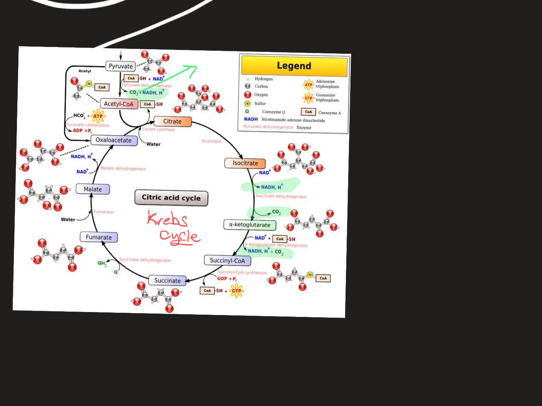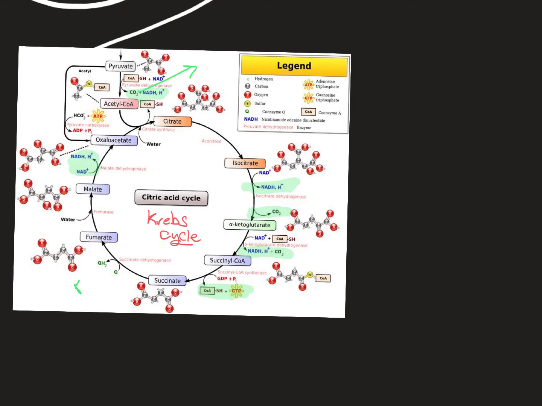And then here's a GTP being made, and here's an NADH being made. So those are all where we're gaining something. And by the way, we're also gaining, it says a Q.